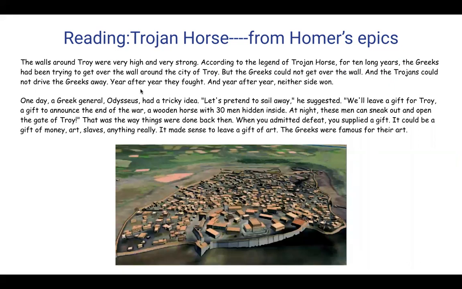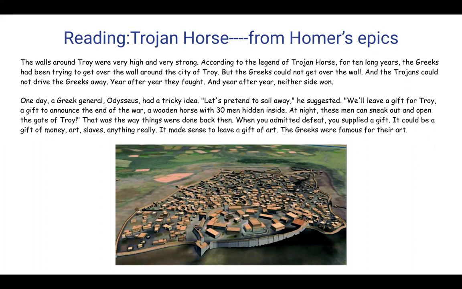The walls around Troy were very high and very strong, according to the legend of the Trojan Horse. For 10 long years, the Greeks had been trying to get over the wall around the city of Troy, but the Greeks couldn't get over the wall, and the Trojans couldn't drive the Greeks away. Year after year they fought, and year after year neither side won. One day, a Greek general, Odysseus, had a tricky idea.